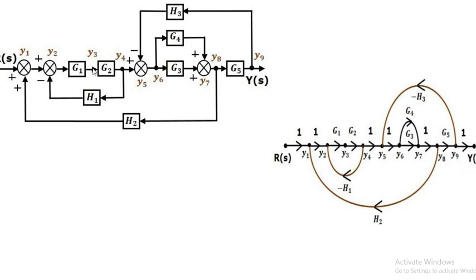Similarly, in between y3 and y4, this block should be replaced with a branch, and it will have a gain of G2. So if you see carefully, this y3 to y4 block is replaced with a branch having a gain of G2, and the direction is like this, because we are just observing the forward path. Afterwards we will see how the reverse path is taken.